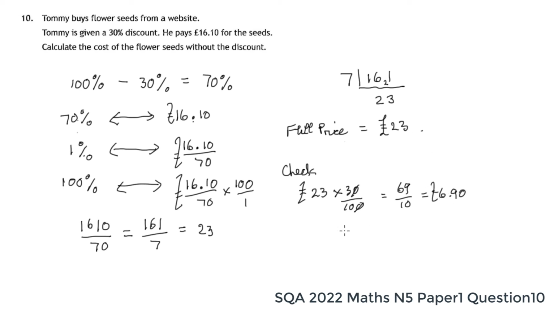So presumably, let's add it on, if he pays £16.10, he's got a discount of hopefully £6.90. If we add these two values together, 90 plus 10 is £1. So 16 and 6 is 22, plus the £1 is 23. So we certainly have a full price of 23. So all this checks, and the full price seems to be £23.